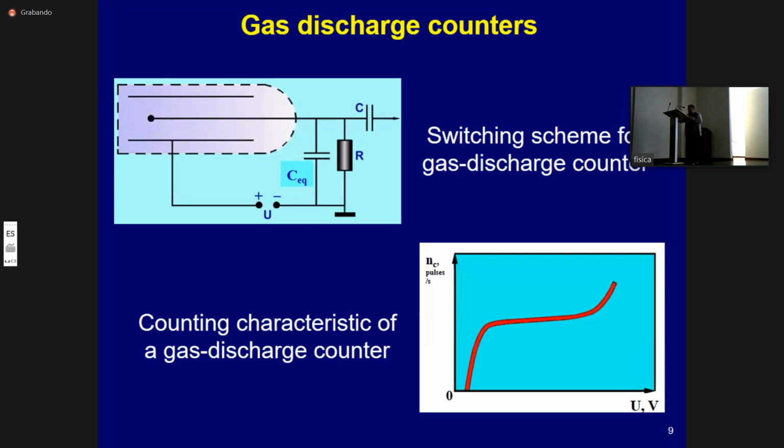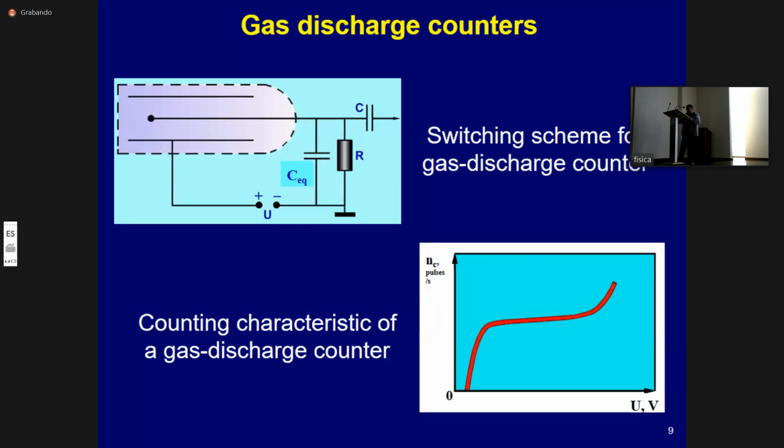Ionization detectors that use gas amplification of primary ionization are gas discharge counters. The use of the gas amplification mechanism makes it possible to sharply increase the sensitivity of the counters in comparison with ionization chambers. The scheme of switching on a gas discharge counter is shown on the slide.